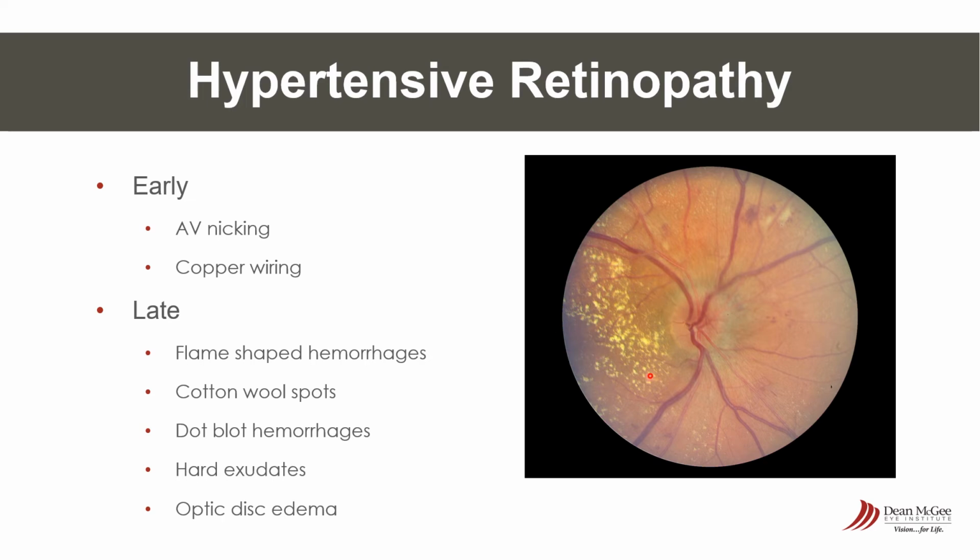Later in the disease process, you can get hemorrhages, which can be dot blot if they occur in the outer or inner plexiform layer, and also flame-shaped hemorrhages, which are consistent with hemorrhaging in the nerve fiber layer, cotton wool spots, which are little ischemic areas in the nerve fiber layer, and finally hard exudates. With really severe hypertensive retinopathy, you can also get optic nerve head edema.